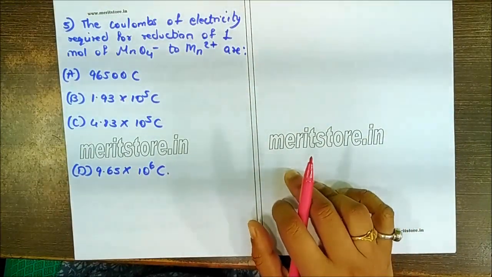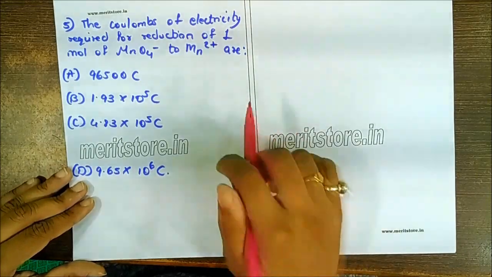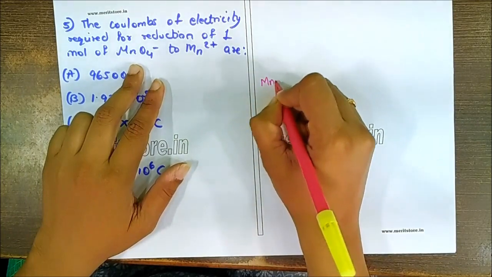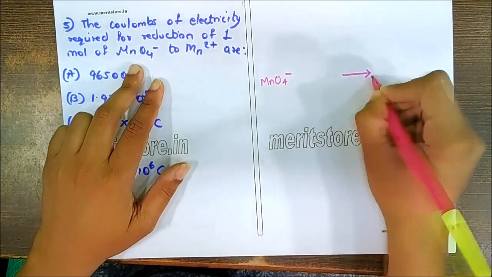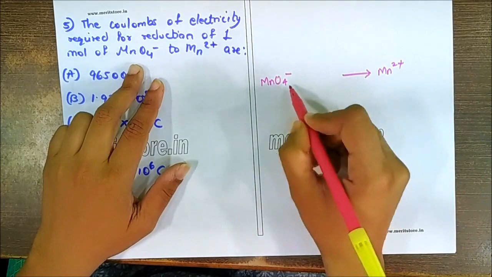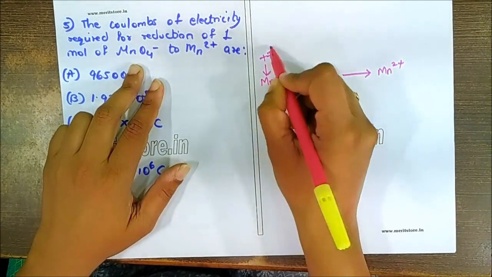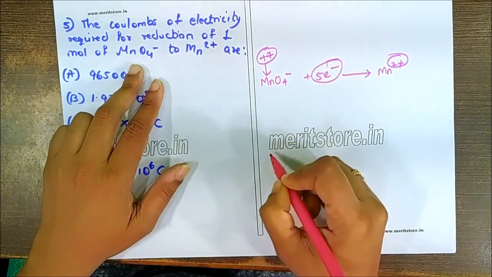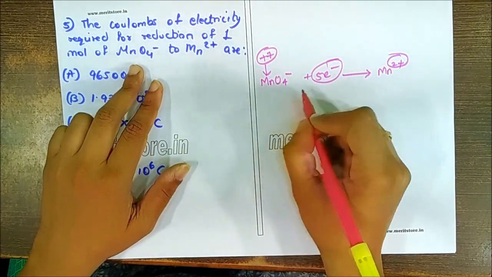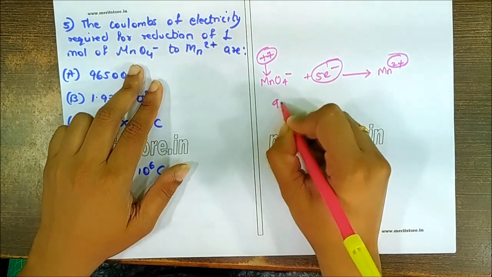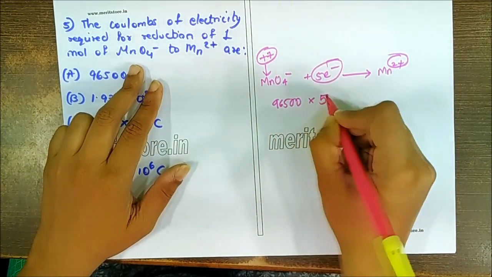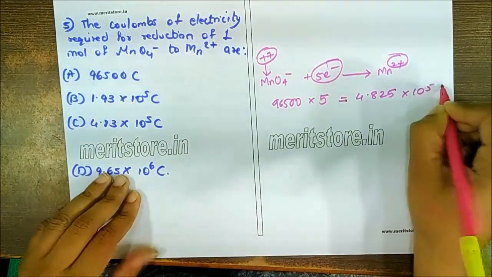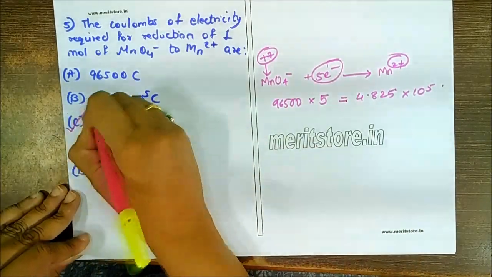The coulomb of electricity required for the reduction of 1 mole of MnO4- to Mn2+. So if we are reducing MnO4- to Mn2+, here Mn has a +7 oxidation state which is reducing to +2. So there will be 5 electrons exchanged. So 1 Faraday of electricity is 1 mole of electrons, that is 96,500 into 5. That comes out to be 4.825 into 10 raised to 5. So the answer is option C.